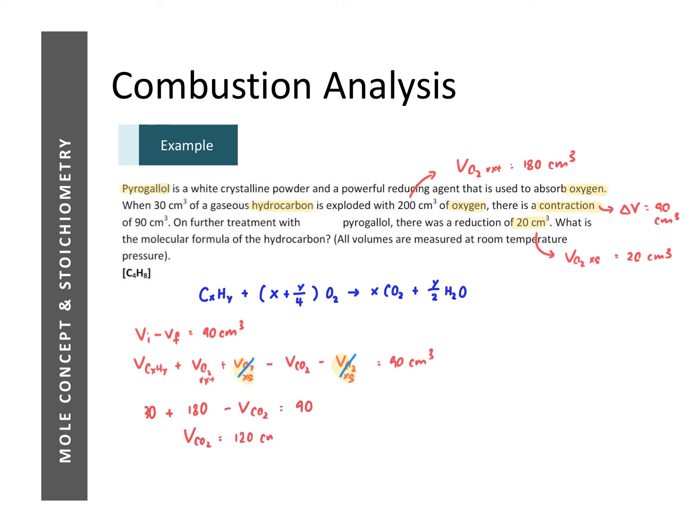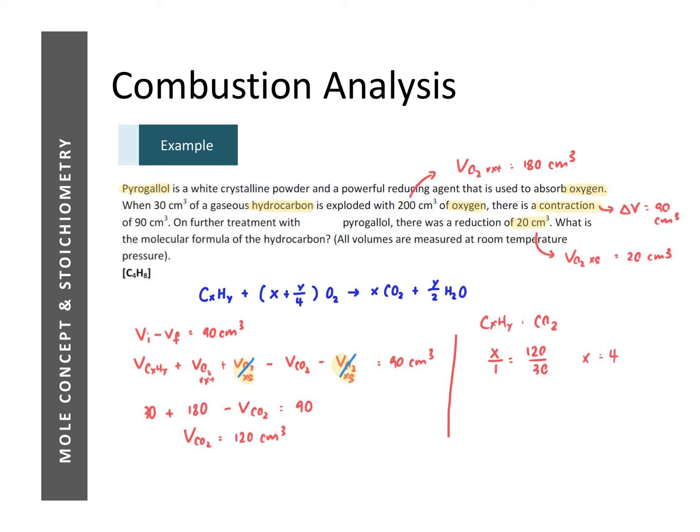Once we have found out the volume of CO2, step number 3 is similar to before. We compare the ratio between your hydrocarbon and CO2. That would give us the following equation. X over 1 is equal to 120 over 30. That will give us X equals 4.